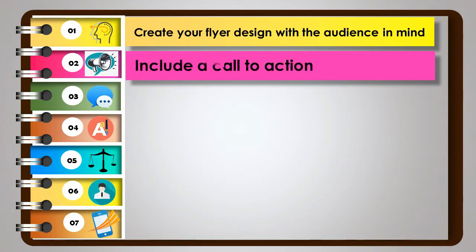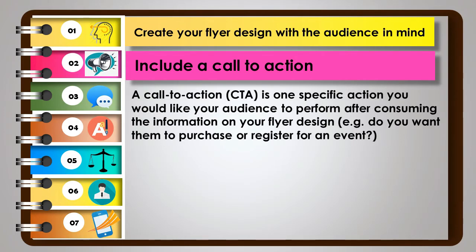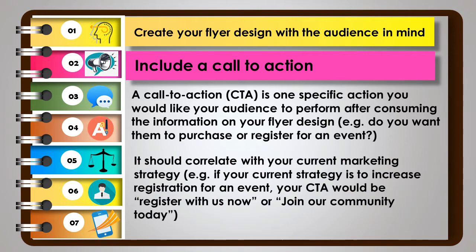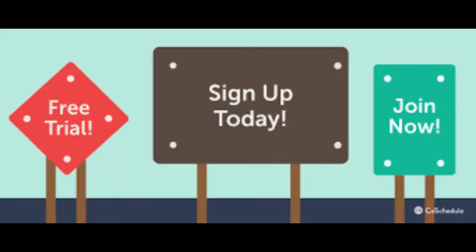Second, include a call to action. A call to action, CTA, is one specific action you would like your audience to perform after consuming the information on your flyer design. For example, do you want them to purchase or register for an event? It should correlate with your current marketing strategy. For example, if your current strategy is to increase registration for an event, your CTA would be register with us now or join our community today. For example, free trial. Sign up today.